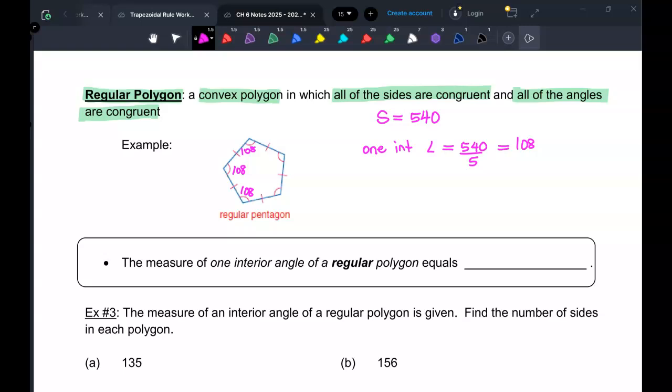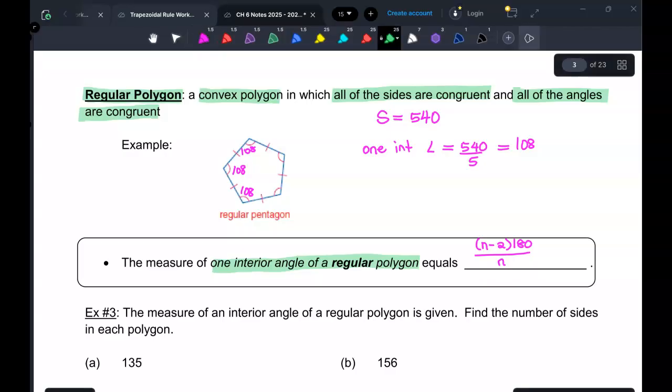So we could expand this into the measure of one interior angle of any polygon is going to equal what? What did we have in the numerator? 540. Okay, but what did that represent? The sum. What's the sum? In general terms. What was the formula that we used? N minus 2 times 180 divided by the number of angles, which is the same as the number of sides. So divide by n. So if I asked you for one interior angle of any regular polygon, we would use this formula. This is where I was saying there are a couple things that you might want to make flashcards for. This is one of them.